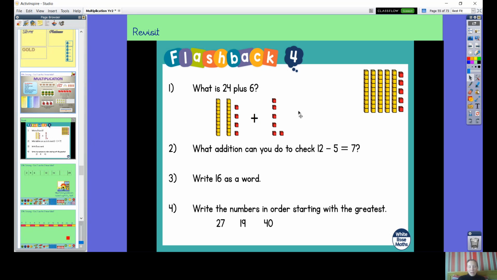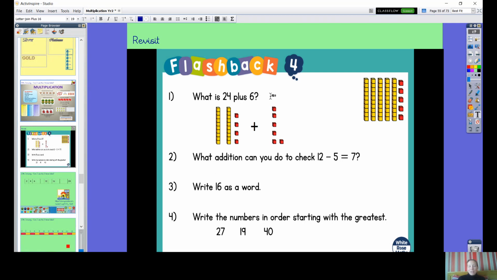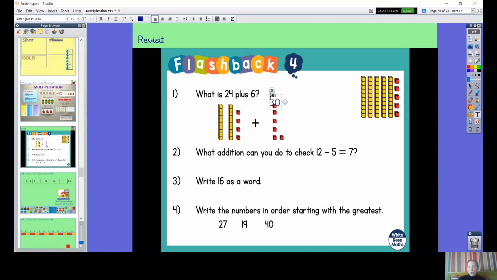Okay, so let's have a look. We've got what is 24 plus 6. Now remember, plus is another symbol, a word for this symbol, add. So we've got 4 ones here. If we joined them together onto here, we'd get another group of 10. So we'd have 1 group of 10, 2 groups of 10, 3 groups of 10. So 24 plus 6 gives us 30.